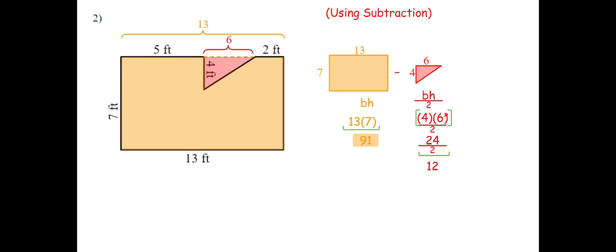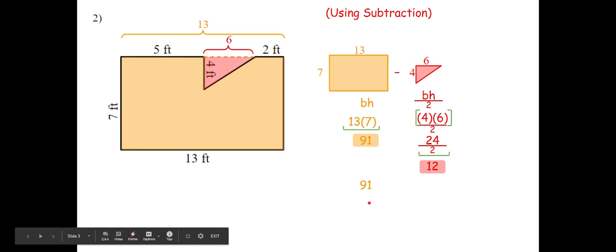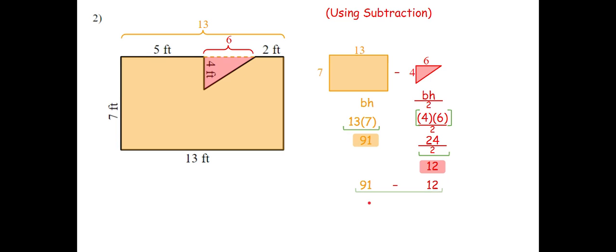If you guys cross-canceled or reduced it in here, that's fine. You still should have gotten the triangle has an area of 12. Now, I'm not adding them, I'm subtracting it because this triangle isn't actually part of the shape. I found the area of the whole rectangle, which included this part that isn't part of the actual shape. So I need to subtract this guy. So you go 91 minus 12, and you get an area of 79. And it's area, so it's feet squared.